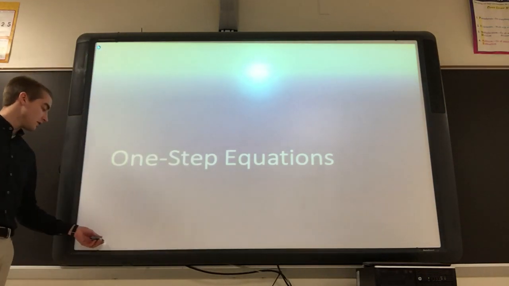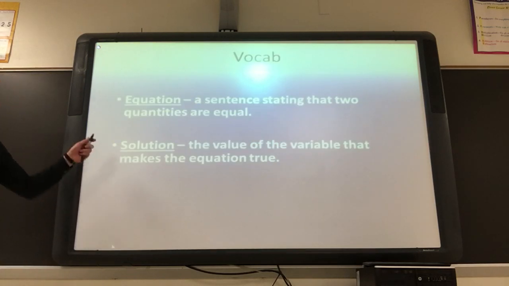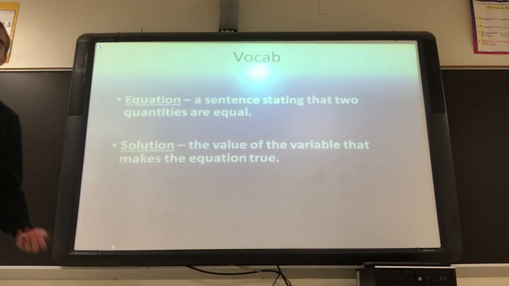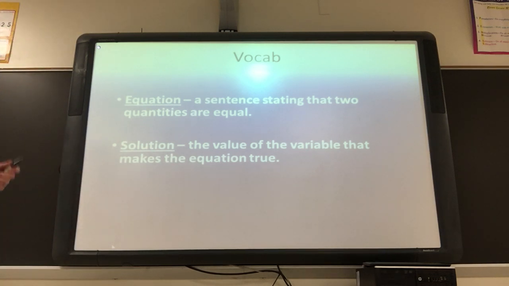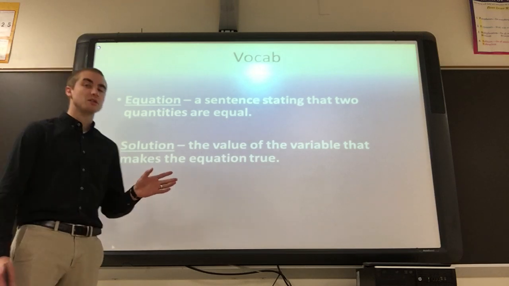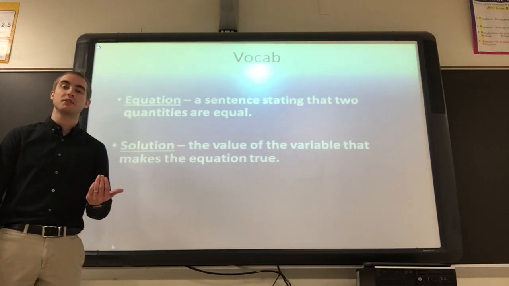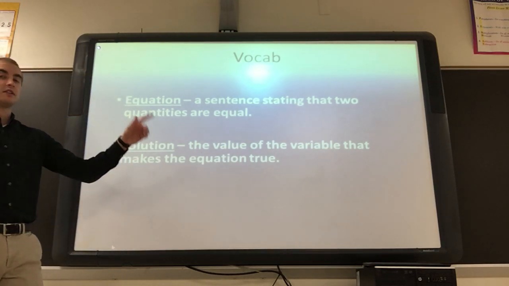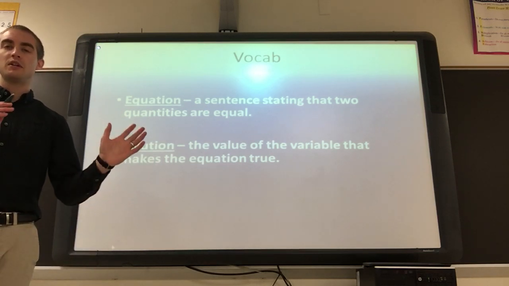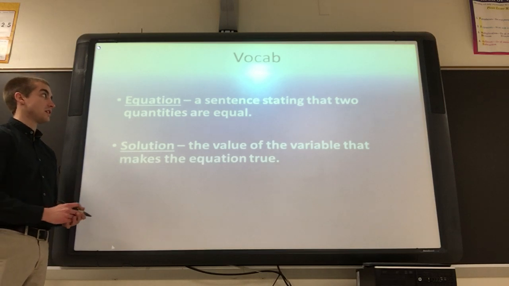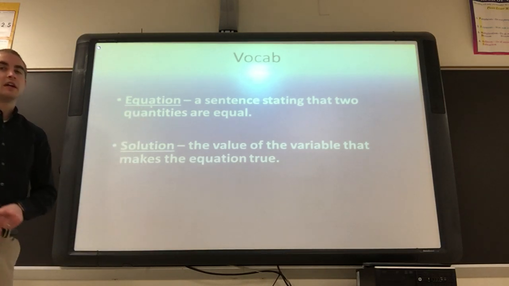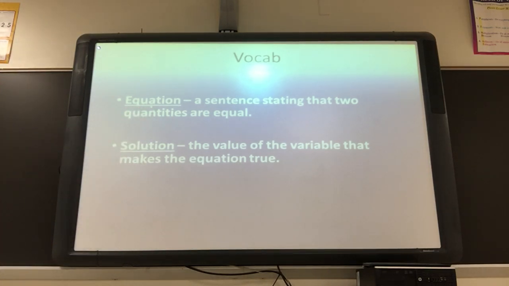Okay, so as we get started with one-step equations, an equation is a math sentence or a statement in math that says that two quantities, two things, are equal. And remember with expressions, we said that expressions did not have an equal sign. Well, an equation does. So the difference between an equation and an expression is that an equation has an equal sign, and it kind of has the word equal there in the word equation.